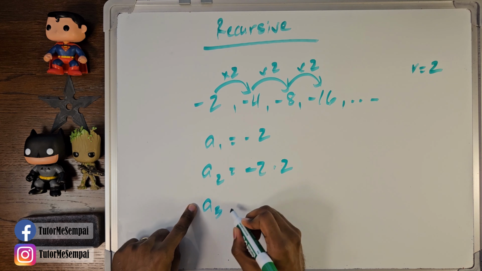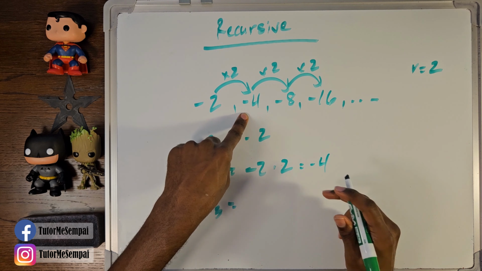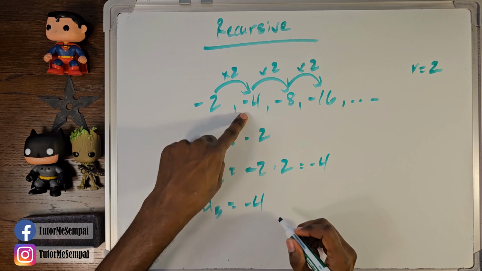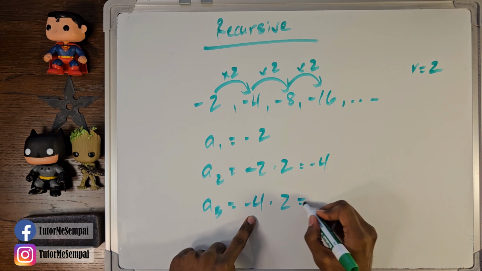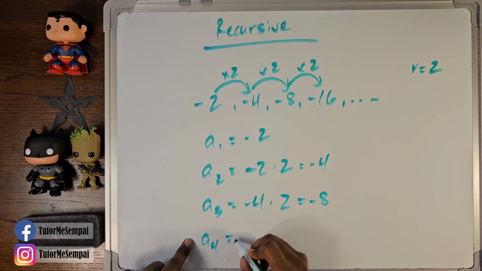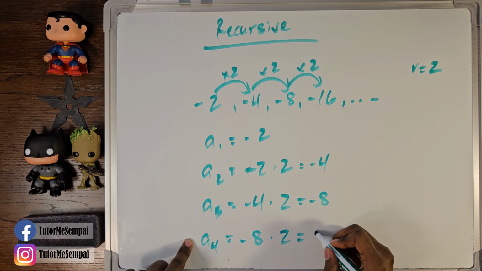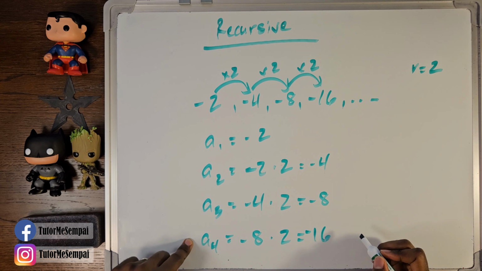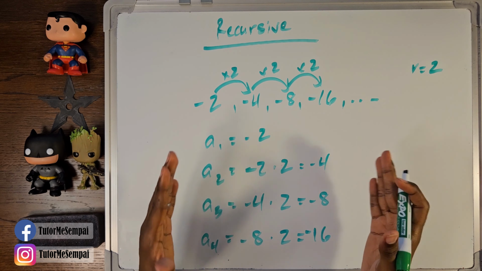Our a sub 3, because we know a sub 2 is going to be a negative 4, if we're starting here, it's going to be a negative 4 times 2 again, right? We're going to keep going to get a negative 8. A sub 4, we're going to take what we had, negative 8 times 2 again, and we're going to get our negative 16. So just like our recursive formula worked for our arithmetic sequence, it's going to work in a very similar fashion.